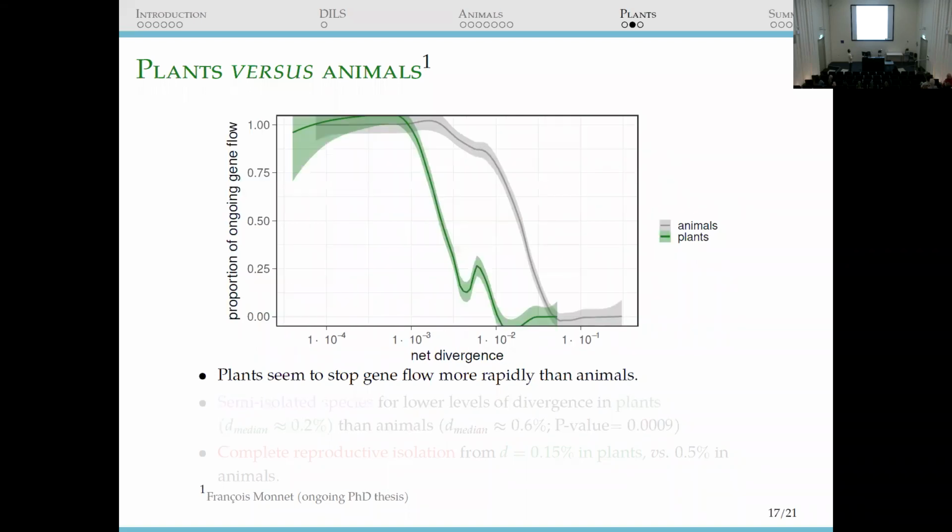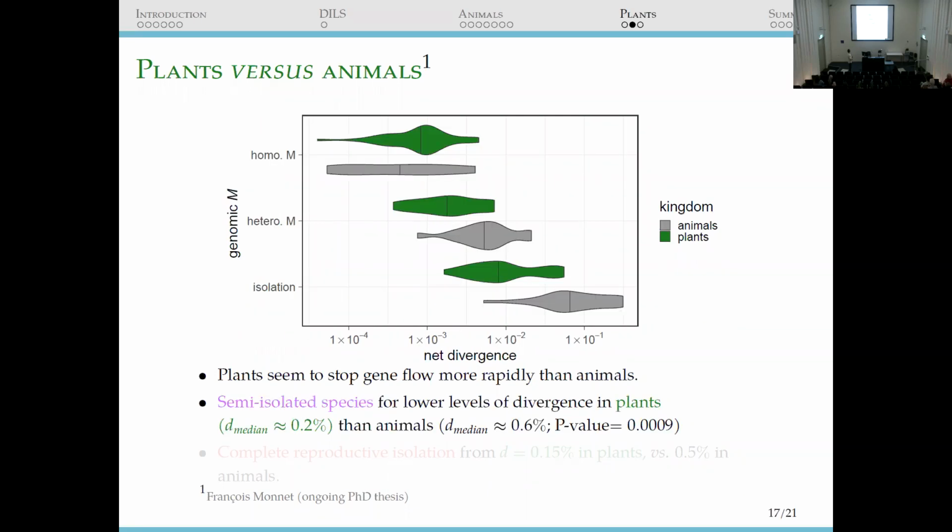Here we did model comparisons within models of gene flow. So here there are pairs with gene flow and genomic homogeneity. Basically, this is a distribution of divergence for pairs of populations, a distribution of divergence for pairs of semi-isolated species, and a distribution of divergence for pairs of species. Green is plants, gray is animals.